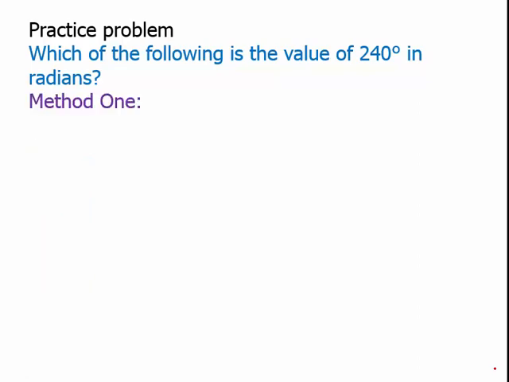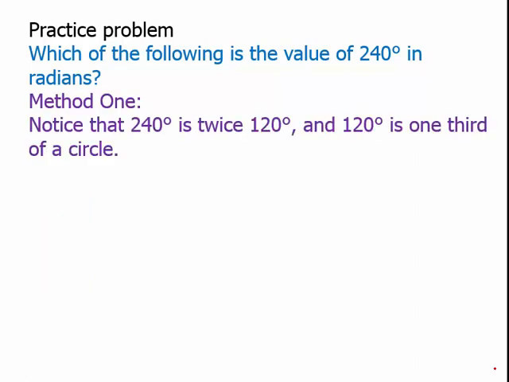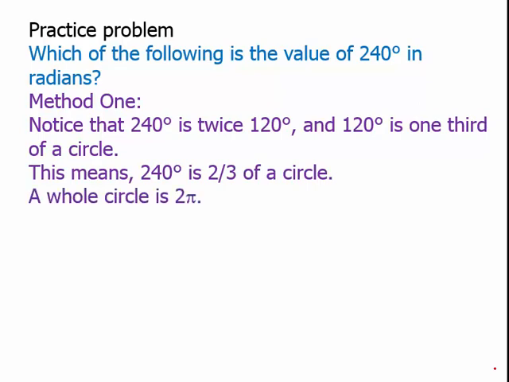Okay, so method 1, this is a more visual method. Notice that 240 degrees is twice of 120 degrees, and 120 degrees is a third of the circle. This means that 240 degrees is 2/3 of the circle. A whole circle is 2 pi, so 2/3 of 2 pi would be 4/3 pi. So that's what 240 degrees is in radians. That's method 1.